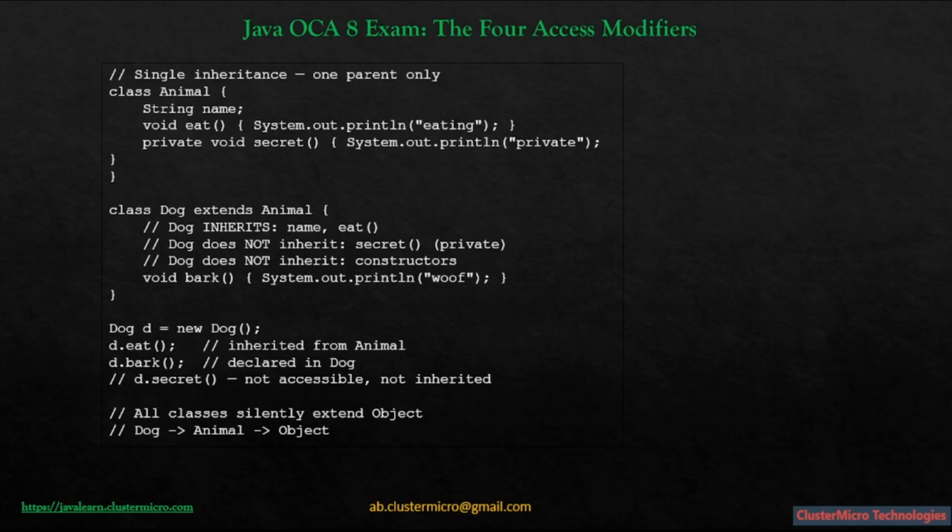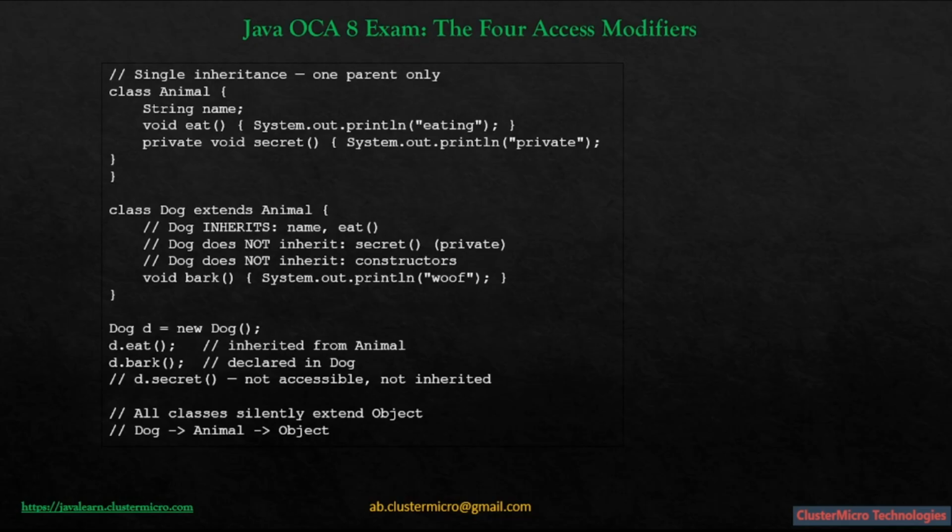d.secret would be a compiler error, not because secret is in a different package or has a different access level, but because private members simply do not transfer through inheritance at all. And you see Dog, Animal, Object, right? So that is the inheritance chain. Every class extends Object. So Animal extends Object, and then Dog extends Animal.